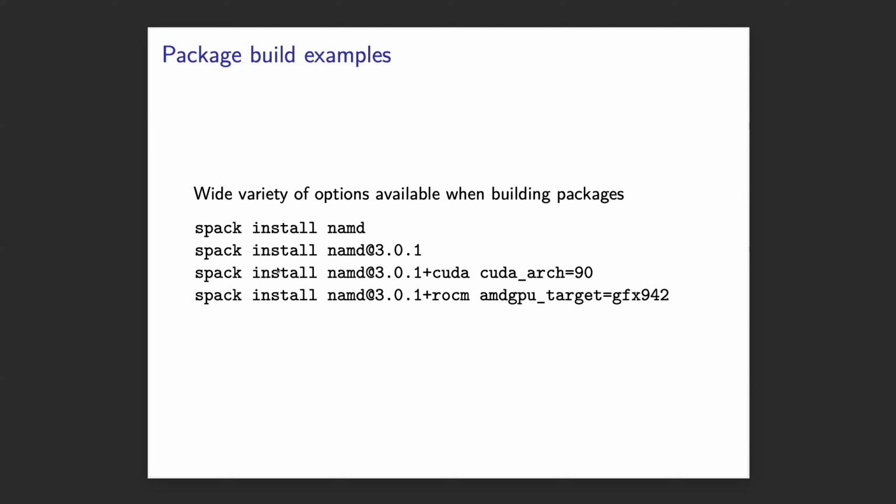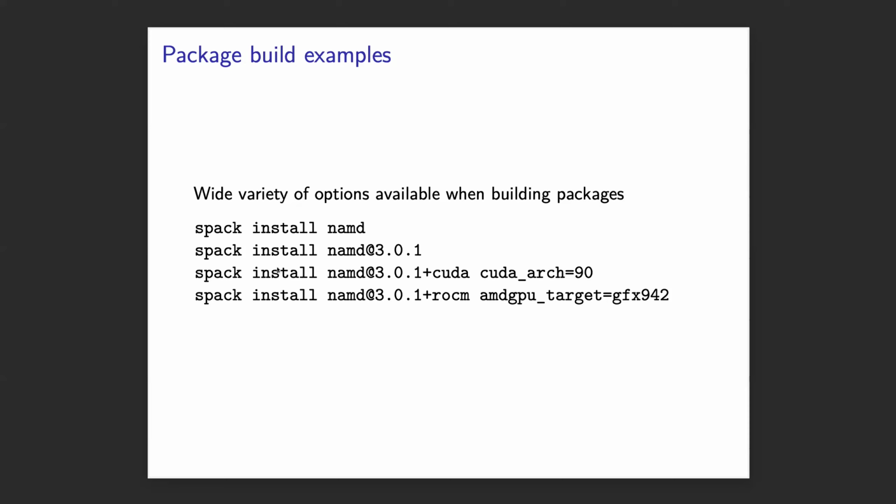So let me give you some examples of package building. Essentially we have a wide variety of options, and they grow from the simple to more complicated. For example, if I just want NAMD and I don't care about which version, or I'm just willing to take the version that Spack decides is the default, and I'm just willing to take all of the default choices for compiler configuration that Spack has, then I just type spack install namd, and that should hopefully build that for me.